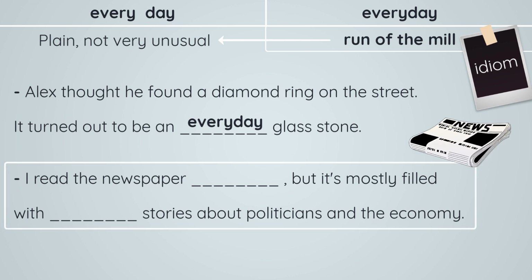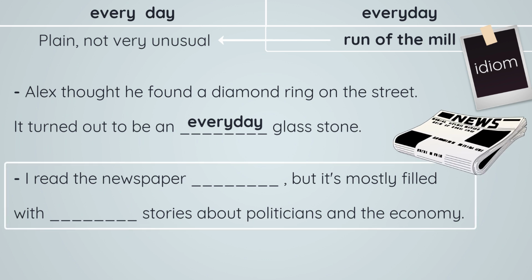Let's look at another example. I read the newspaper every day, but it's mostly filled with everyday stories about politicians and the economy. When do I read the newspaper? I read the newspaper every day. Monday I read the newspaper. Tuesday I read the newspaper. Wednesday, Thursday, Friday, Saturday, and so on.